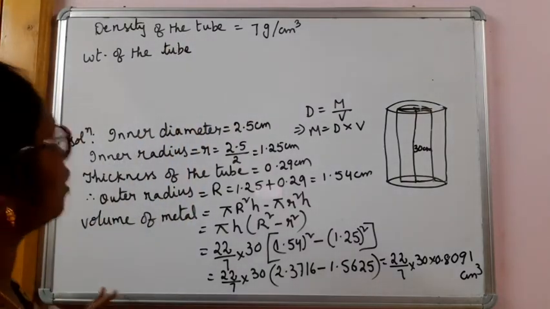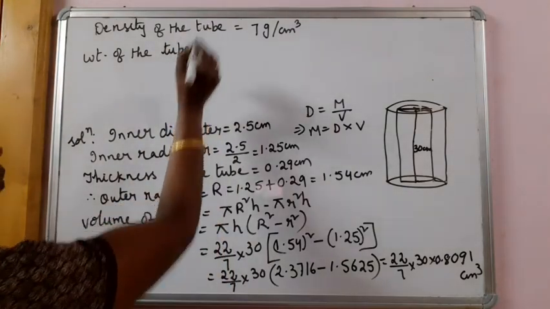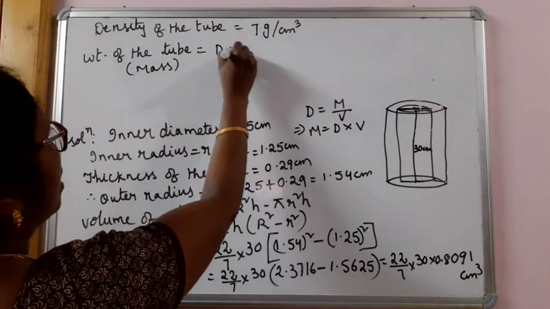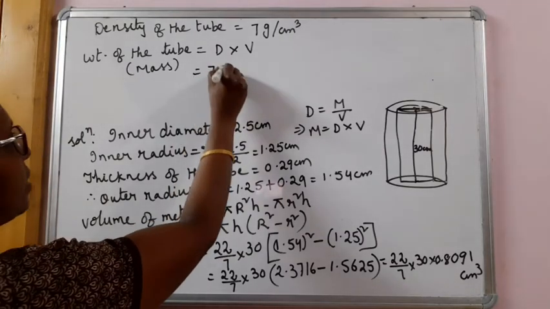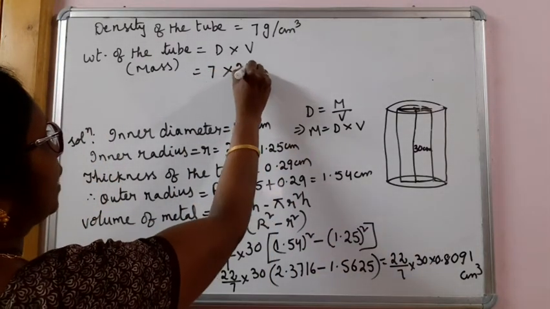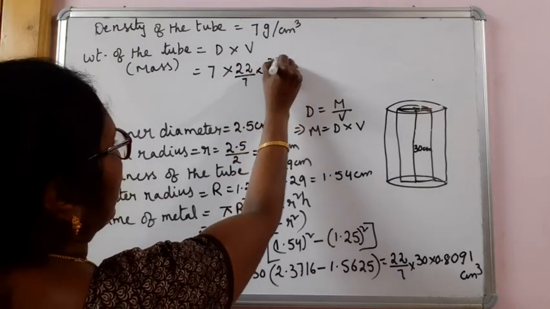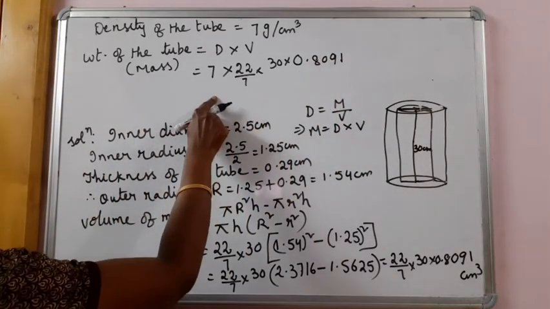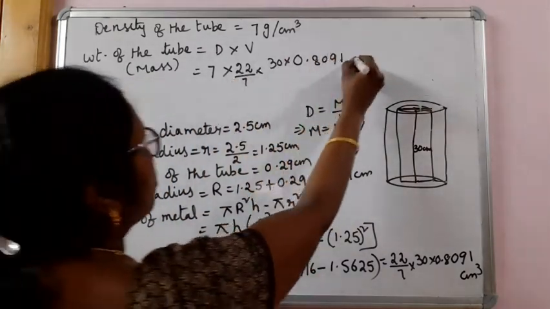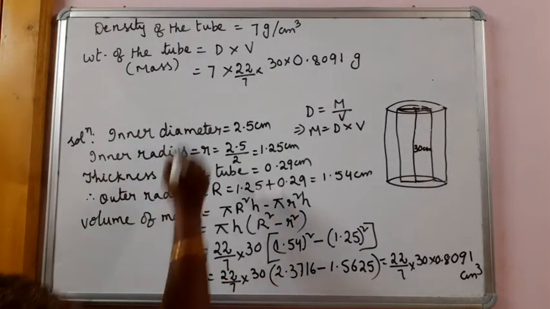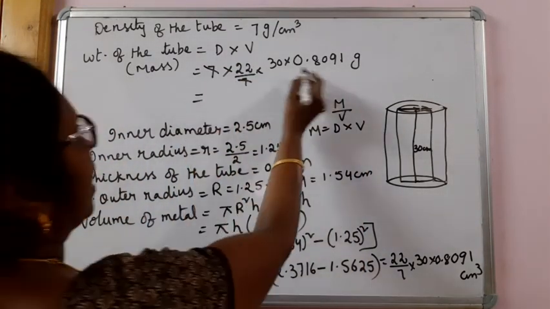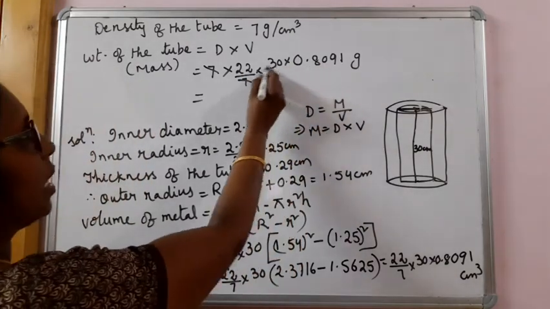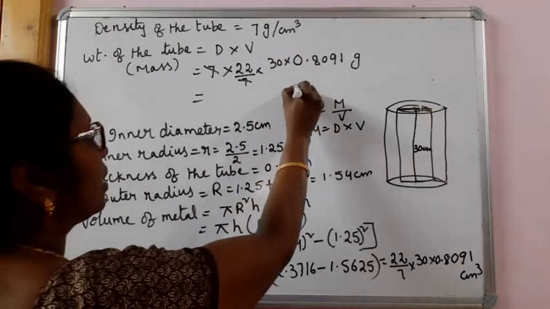Let me write weight of the metallic tube, we can write, is equal to weight, that means mass. That equals density into volume. Density is 7 and volume we got 22/7 into 30 into 0.8091. This is gram by cm cube, this is cm cube. When cm cube is cancelled, you will get grams. Now 7 is cancelled, and when we multiply 22 into 30 into this, we can see the last 0 is there. Let me write 0.